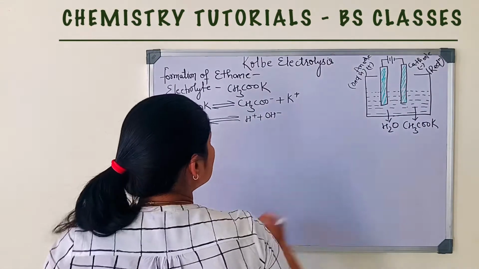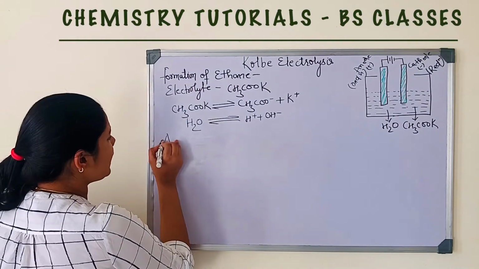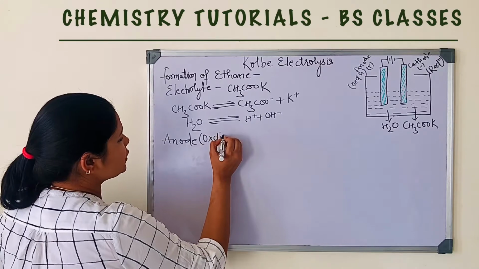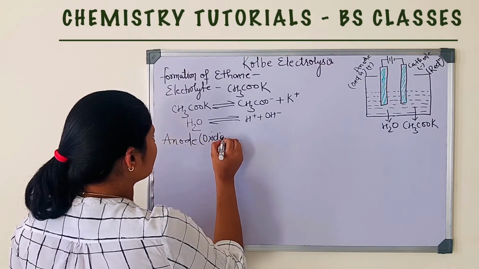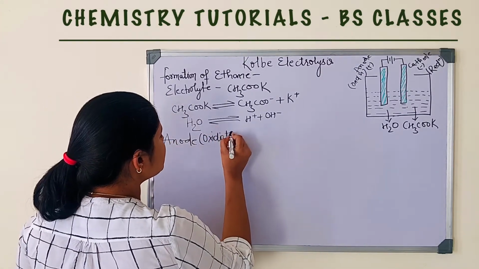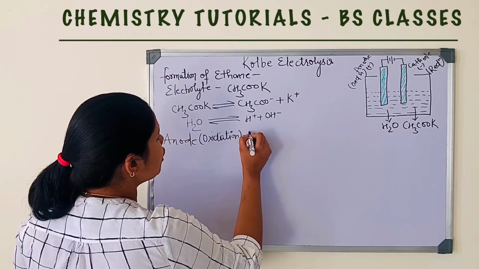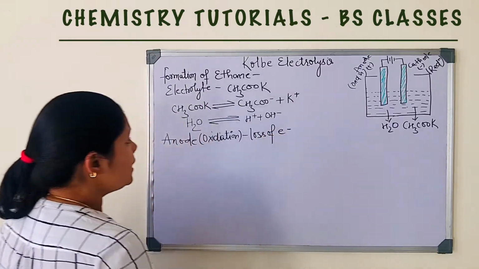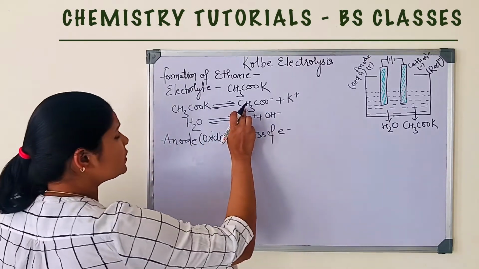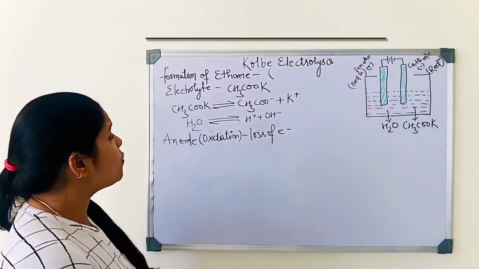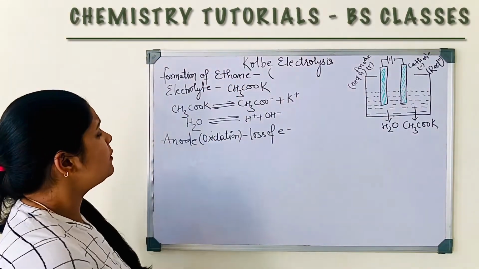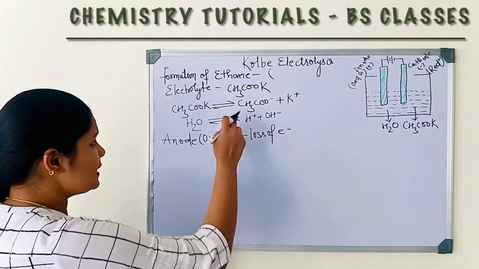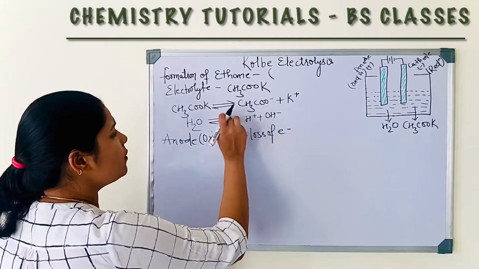Now, come to the anode reaction. At anode, oxidation takes place. Oxidation means loss of electron. So, at anode, we have acetate ion. If we focus on the formation of ethane, then we need two moles of carbon. That's why we take 2 molecules of acetate ion.